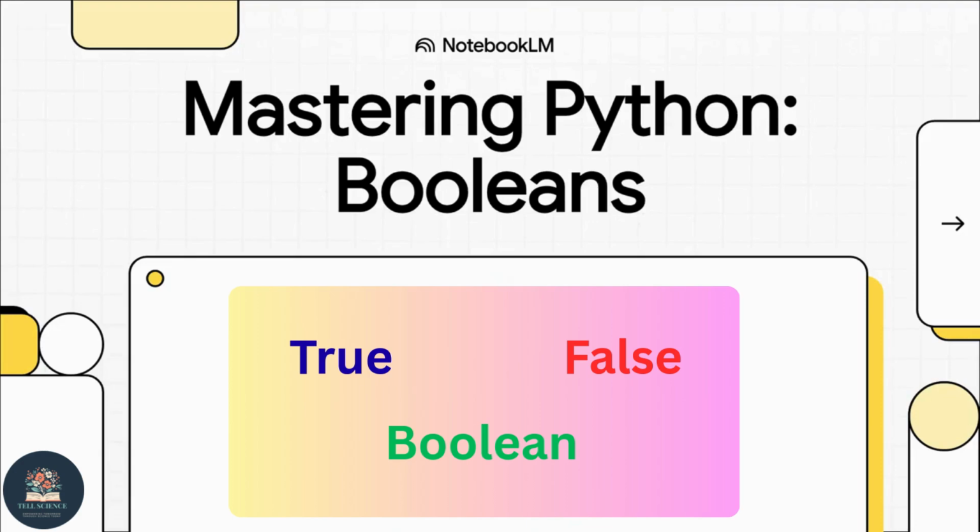Have you ever stopped to wonder how your computer actually makes a decision? How it knows to pop up "login successful" or "access denied"? Well, the secret isn't some kind of digital magic. It's actually a tiny but incredibly powerful concept called a Boolean. So let's dive into how this one simple idea is what makes all of our code intelligent.